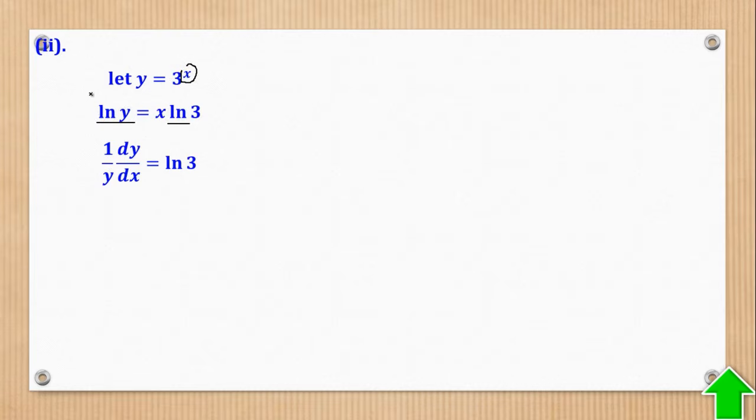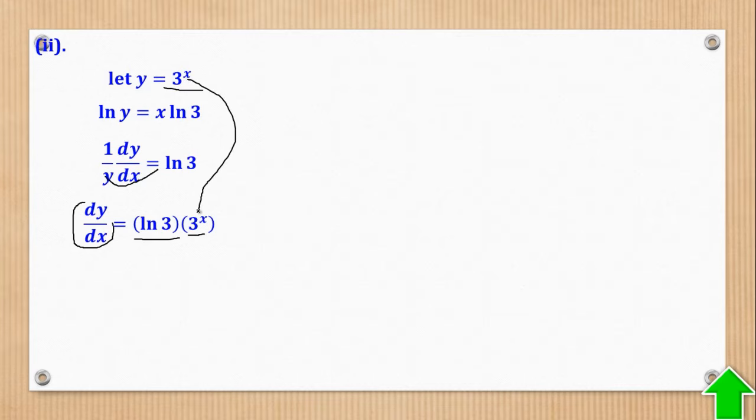Then differentiate. When I differentiate ln y, I'll come up with 1 over y dy dx. Then when I differentiate this one, I realize that ln 3 is a constant. So when I differentiate x, I get 1. That's why I remain with ln 3. Then when I cross multiply, I realize that dy dx is equal to ln 3 multiplied by 3 to power x. Why? Because this y has come this side, but I know that y is equal to 3 to power x. That is why there is this 3 to power x.